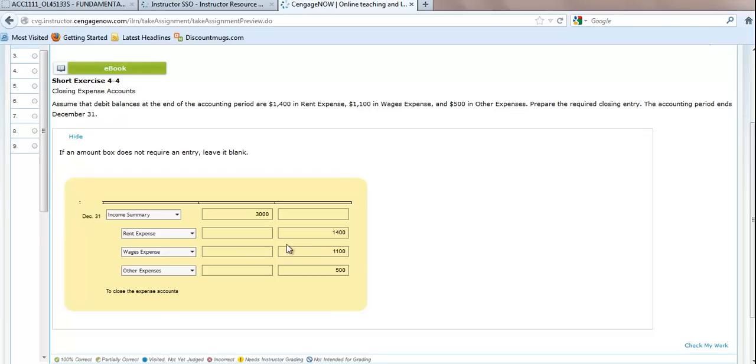So here's the journal entry. After we credit all of our expense accounts, they now become zero. They're temporary, they're closed, and our income summary now has a balance in it based on the amount of revenue and the amount of expenses.